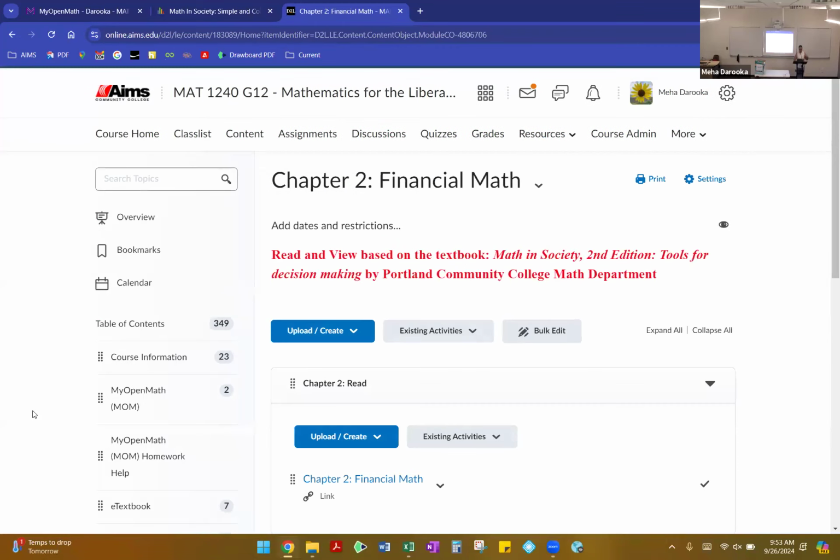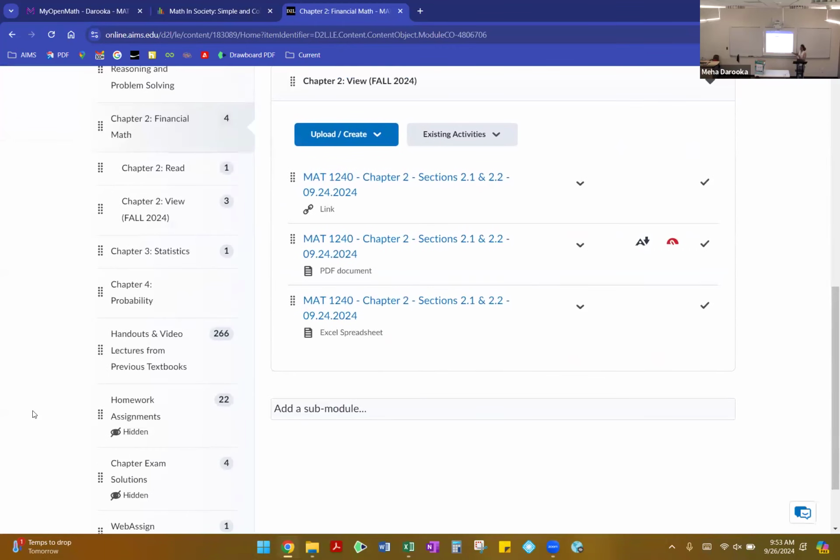Since we were using different formatting, you will see the title is the same, but if you look under what type of links they are, it will show you one's an actual YouTube link, the other one's a PDF file, and then the Excel spreadsheet.